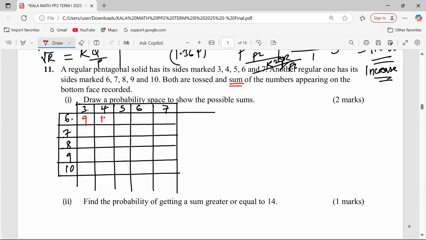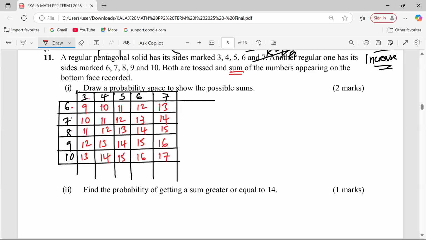Then 6 plus 4, 10, 11, 12, 13. 7 plus 3, 10. 7 plus 4, 11, 12, 13, 14. That way. 8 plus 3, which is 11. 8 plus 4, which is 12, plus 5, 13, 14, 15. That way. 9 plus 3, which is 12, plus 4, 13, plus 5, 14, plus 6, 15, 16. 10 plus 3, 13, 14, 15, 16, 17. So these are the possible outcomes. We have drawn them in what we call a probability space.